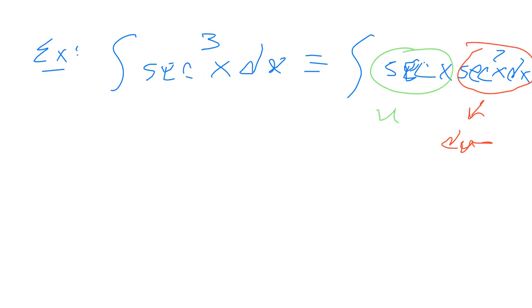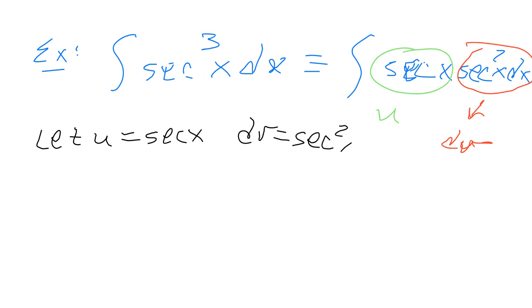So integration by parts: let u equal secant x, and dv equals secant squared x dx, because that's what I pulled out. The derivative of what is secant squared? In other words, the antiderivative of secant squared is what? Tangent. So v is tangent x. Of course, we're going to end up with a plus c. Remember, we worry about that at the end with integration by parts.